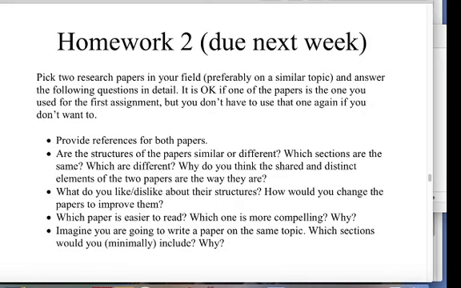Okay. So here I'm going to be talking about the homework assignment. That's to compare and contrast two papers.